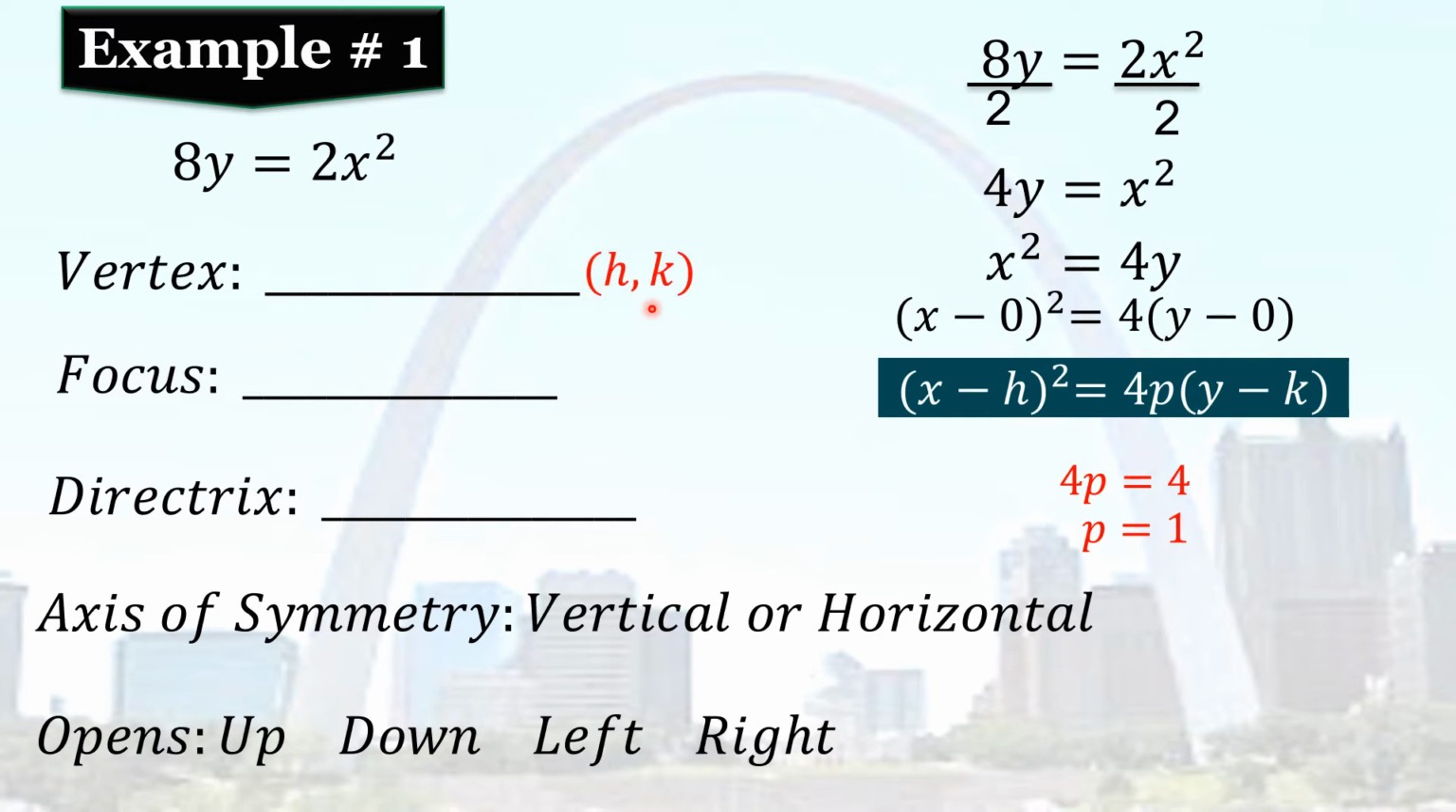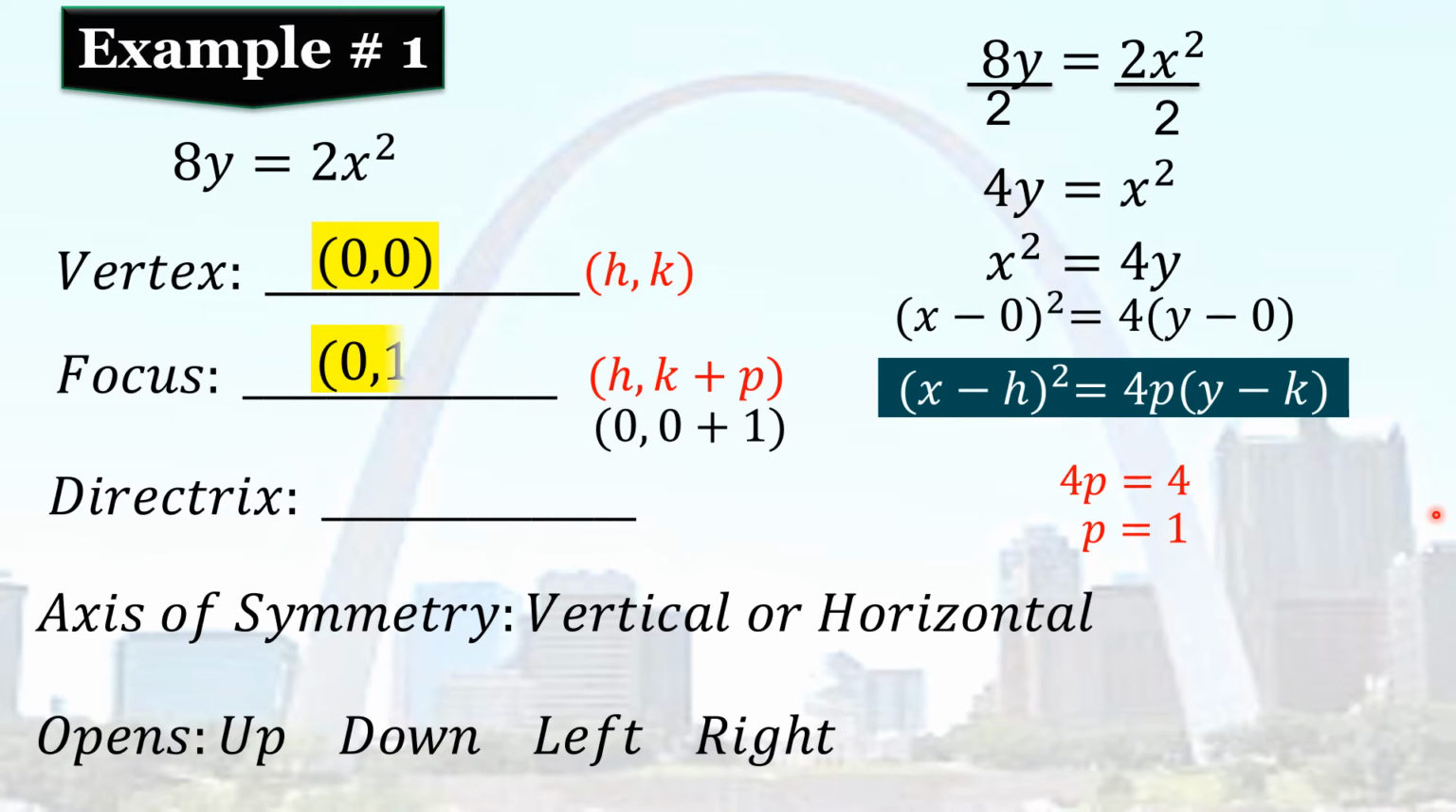For the vertex, it is always (h, k). So this is your h and this is your k. So we have (0, 0). And then for the focus, it is (h, k plus p). So h is equal to 0 and k is equal to 0 and then p is equal to 1. So we have (0, 1).